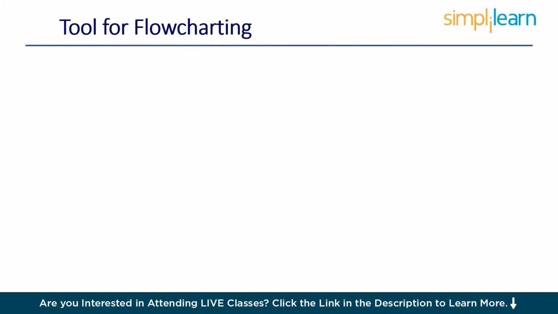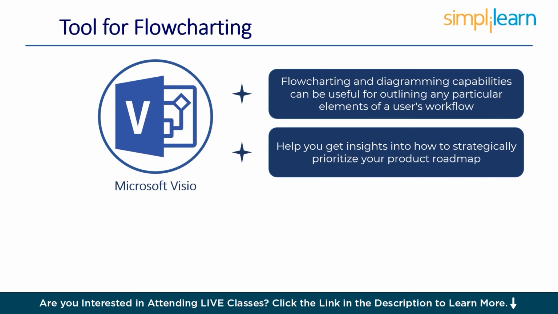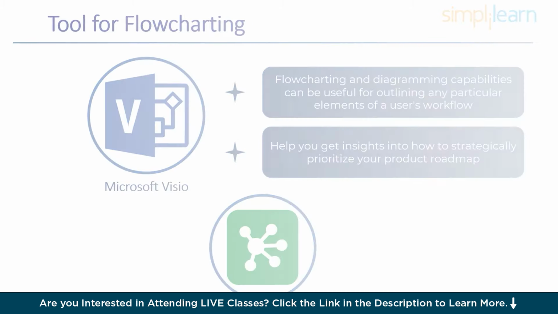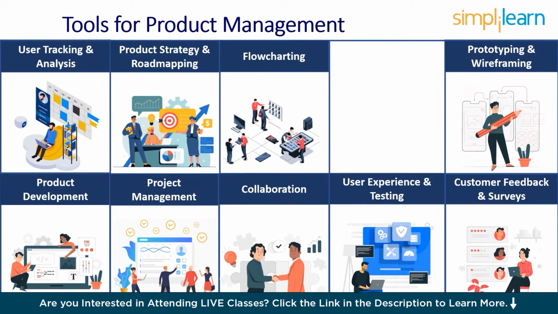The tool used for flowcharting is Microsoft Visio. Visio's flowcharting and diagramming capabilities can be useful for outlining any particular elements of a user's workflow or experience with your product. The flowcharts you generate using these tools may help you get insights into how to strategically prioritize your product roadmap, since they provide a visual representation of that workflow or experience rather than just a list of the stages your client will take. Apart from Microsoft Visio, OmniGraffle is the other good tool that can be used for flowcharting in product management. Now let's move ahead and know the other functionalities and tools for product management.